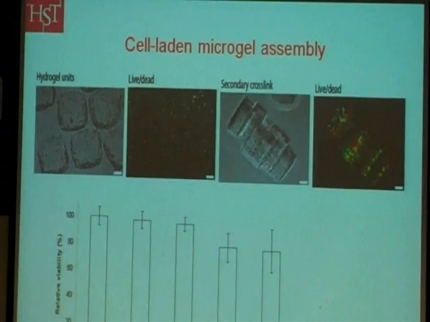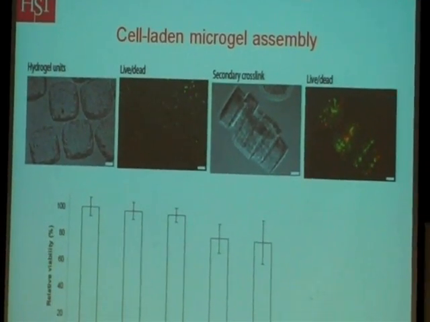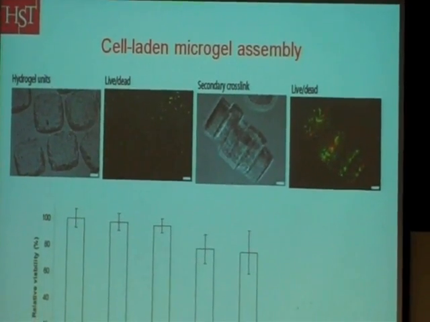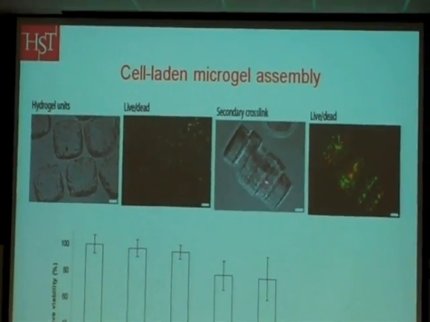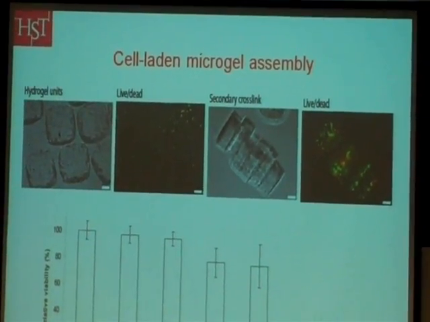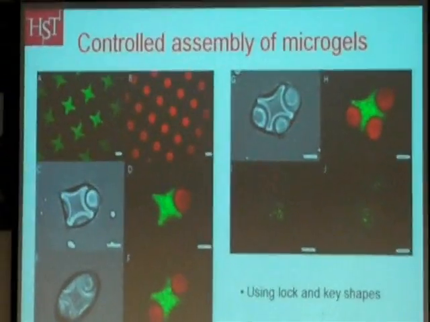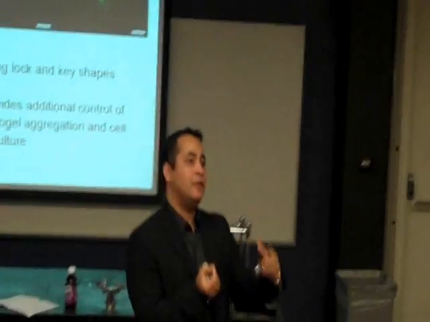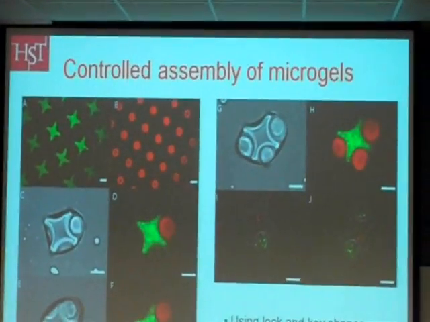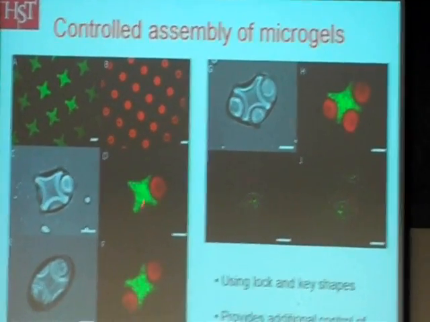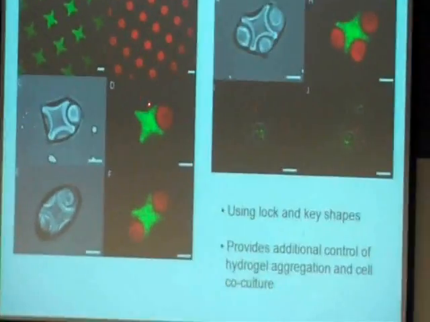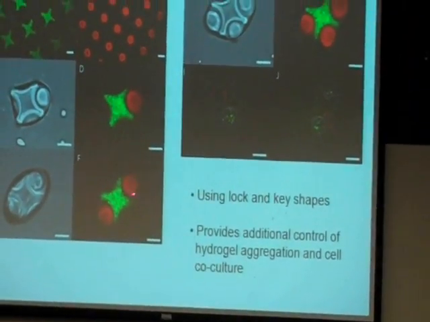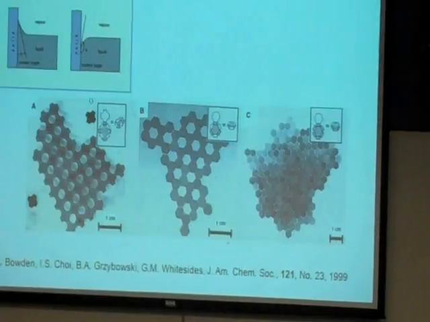And they're very biologically compatible. This green basically means cells are okay. So you can see that once they're packed together, the cells are okay. There are other things one can do to add more control to this process of assembling these little gels. You can, for example, have these lock-and-key kind of structures, so they assemble together in controlled ways. These rods assemble around these little crosses, and lots of other stuff.